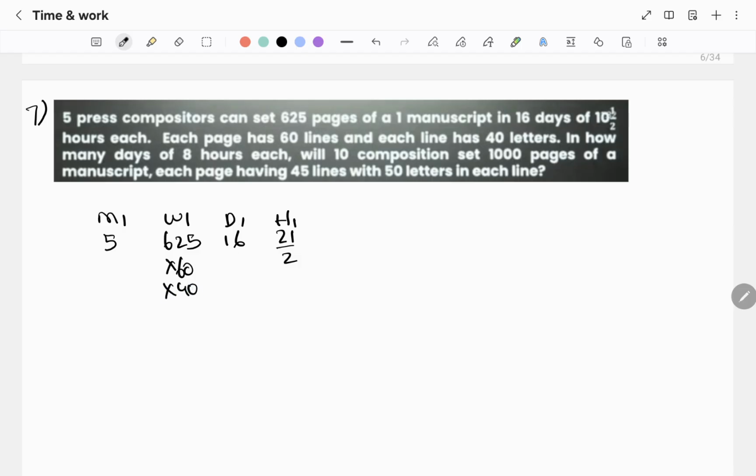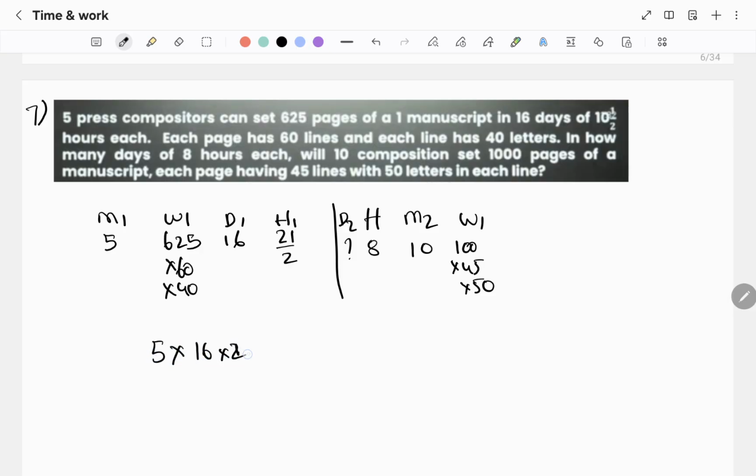In how many days of 8 hours means H2 is 8 hours. D2 we need to find. Then will 10 compositors, M2 is 10. Set W2 1000 pages of a manuscript of 45 lines with 50 letters. So we need to find D2. So M1 D1 H1, efficiency is not given, by 625 into 60 into 40 should be equal to M2 D2 H2 by work.